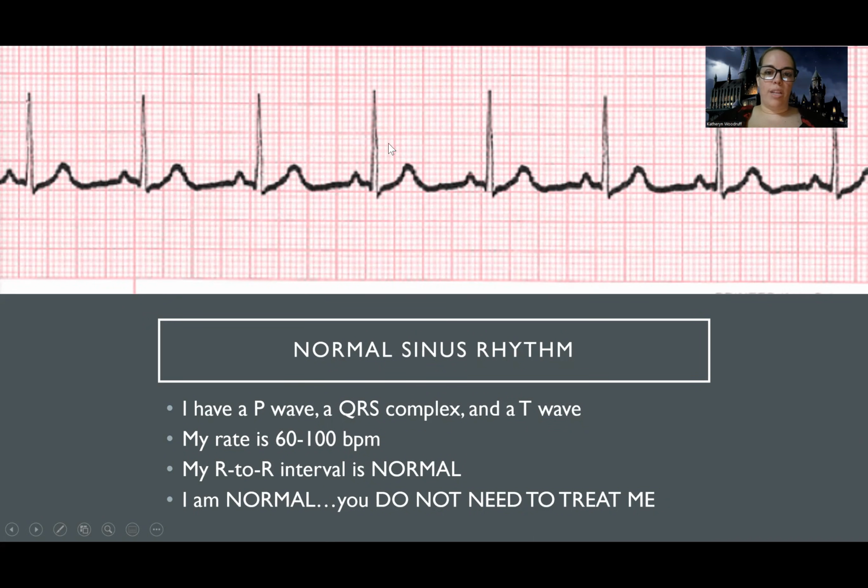So normal sinus rhythm, here's a strip of it. What does it look like? It has a P wave, a QRS, and a T wave. So it has all the parts that it needs. It looks so beautiful, doesn't it? The rate is going to be from 60 to 100 beats per minute, a normal heart rate. My R to R interval, the space between the QRSs, is going to be normal or regular. I have all of my components, a normal rate, and I am regular. So what do I need to do? Nothing. This is normal. As long as we have all these components in a normal rate and regularity, we have normal sinus rhythm.